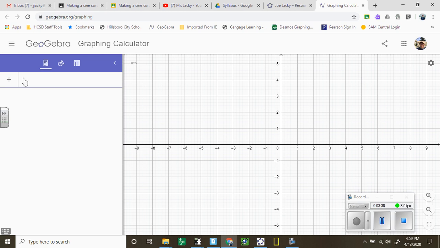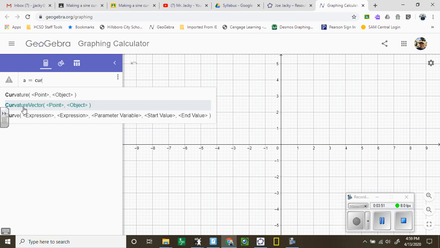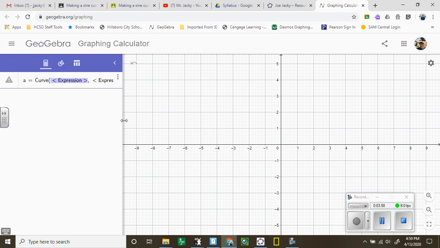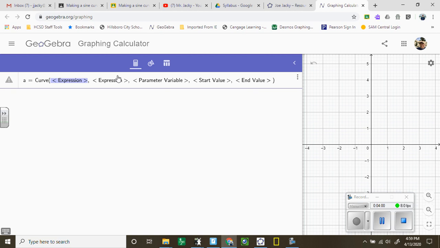Okay, so here we go. We're going to do A equals curve, C-U-R. Now, when you start typing curve, the function curve pops up, so we click on it. And then it says expression, parameter, start and stop. So the first expression is going to be the x coordinate to make it spin around, and then the second expression is the y coordinate to make it spin around.